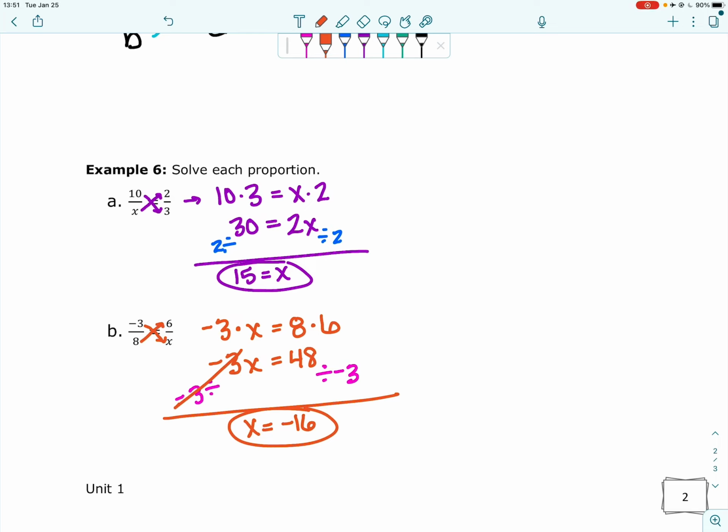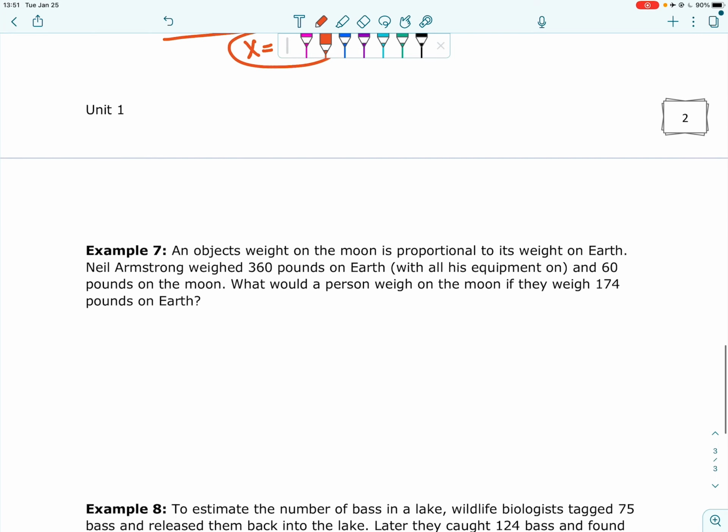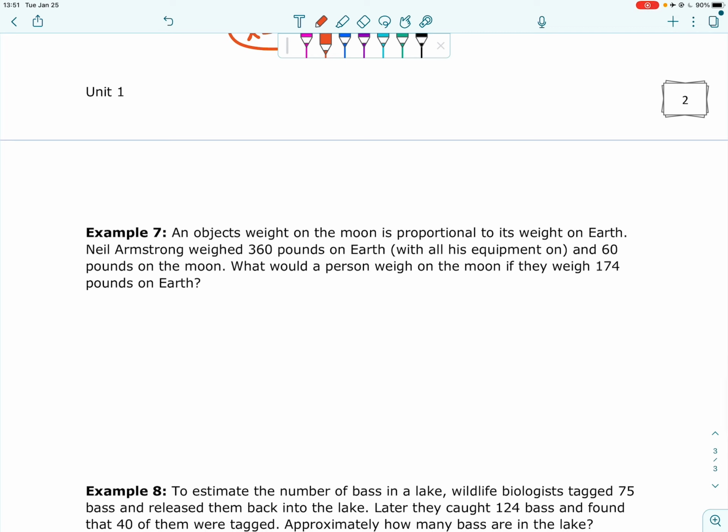So, a couple of simple examples of cross multiplying for proportions. But now we're going to look at a couple of more complicated ones. These are ones where you're going to be looking at a scenario and you have to figure out how to set up the proportion and then solve for it.